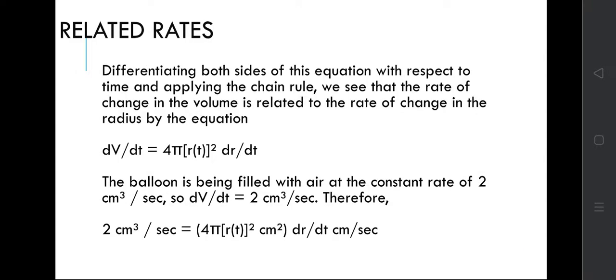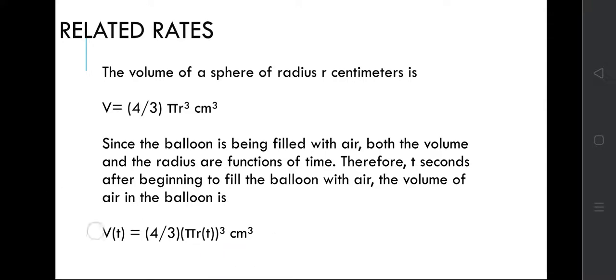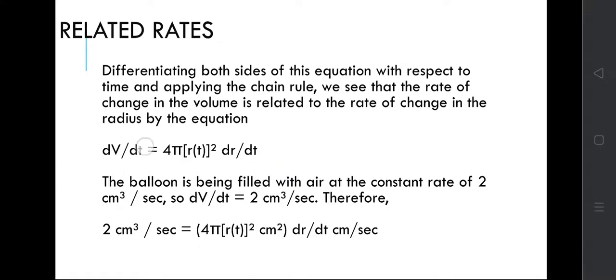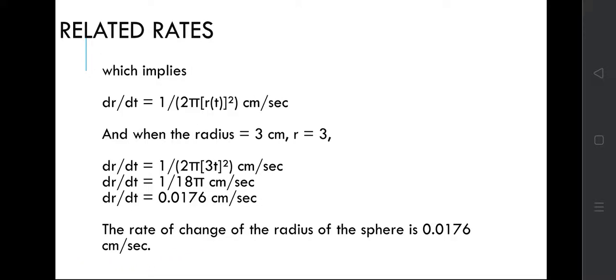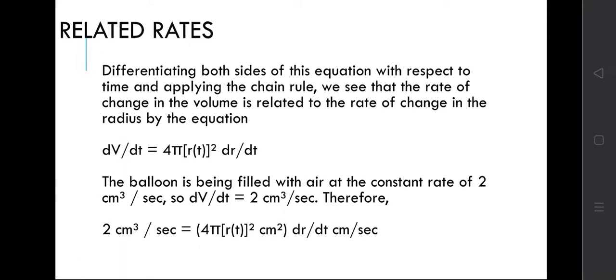So, differentiating both sides of this equation with respect to time and applying the chain rule, we can say that the rate of change in the volume is related to the rate of change in the radius by the equation dV over dt is equal to 4 pi r of t squared multiplied by dr over dt. Dinerive natin siya, ito ang kinalabasan. So the balloon is being filled with air at the constant rate of 2 centimeter cube per second. So dV over dt is equal to 2 centimeter cube per second.